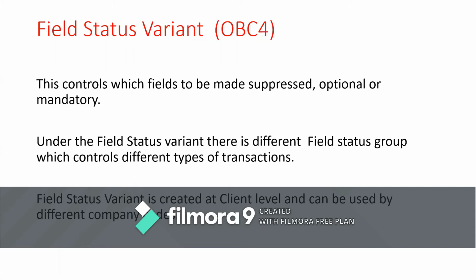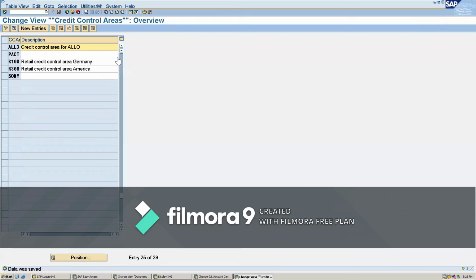Under the field status variant, there will be different field status groups for different types of transactions and different types of accounts. According to that, we can control it. Also, the field status variant is created at the client level and can be used by different company codes. Now let's see how we can define this. I will show the path of how you can go.